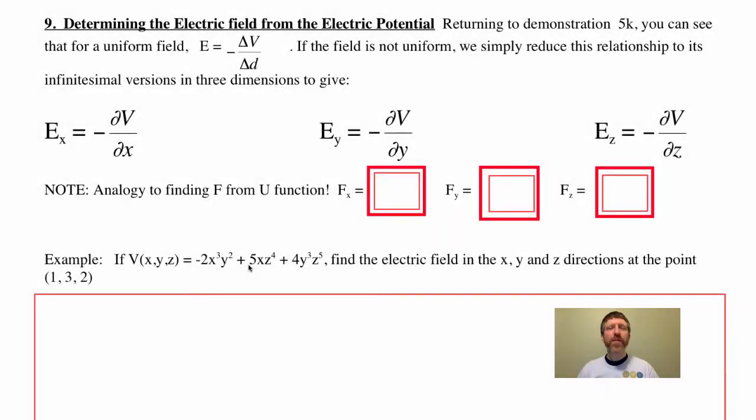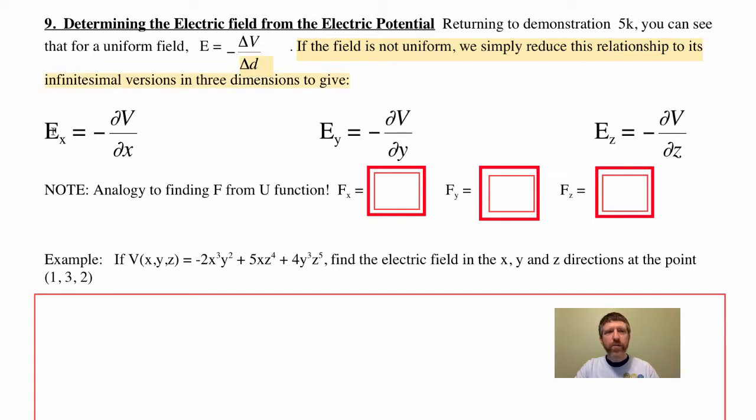We can determine the electric field from the electric potential using calculus. You can see that for a uniform field, the electric field is just the change in potential over the distance between the 2 points. That's where the field is uniform, and delta d is just the distance between the 2 plates. This comes from delta V equals negative Ed. But if the field is not uniform, we can simply reduce this relationship to its infinitesimal version.